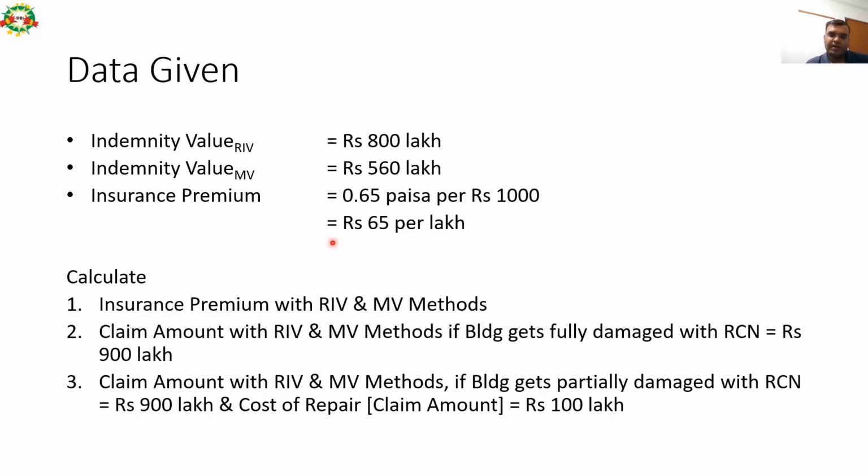So that means multiply by 100, that means 65 rupees per lakh. Since all values have been given in lakh, we have converted this insurance premium into per lakh instead of per 1000. So now we have to calculate the insurance premium, the claim amount in case of full damage, and the claim amount in case of partial damage.